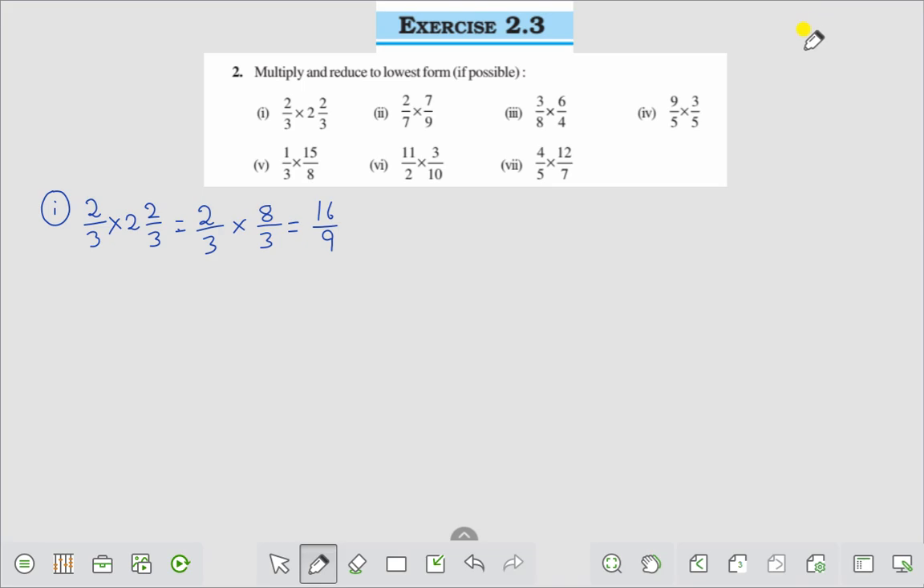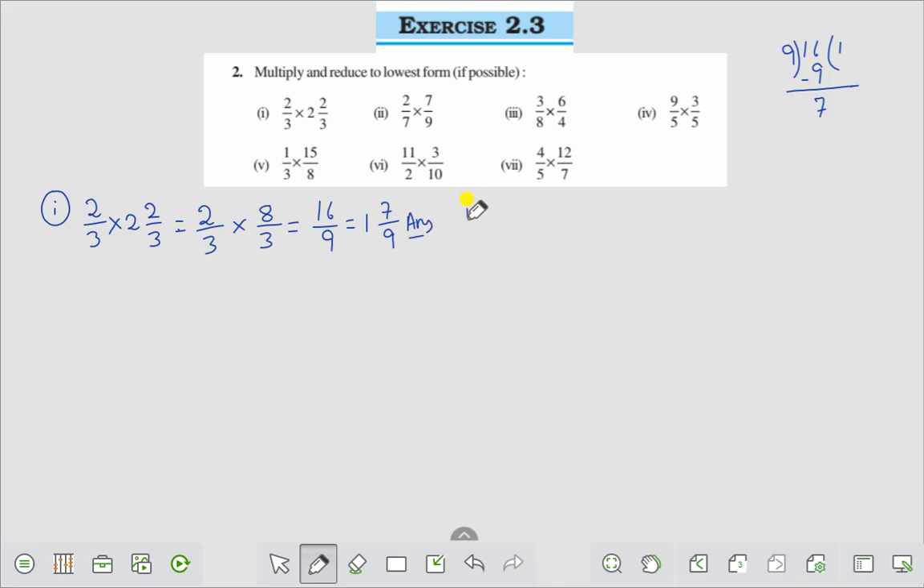Divide 16 by 9. That is 9 1 is 9, remainder 7. That is we are getting 1 whole 7 by 9. This is the answer of question number 1.